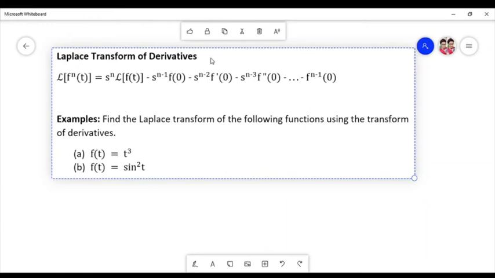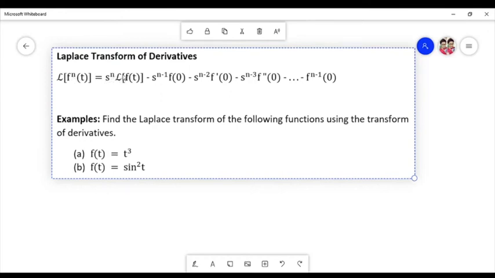Okay, so hello everyone. For this video, we will be discussing the Laplace transform of the derivatives. For the Laplace transform of the derivatives, we have this formula. It's actually a series and it will depend upon n, or the highest order derivative that we will be using.